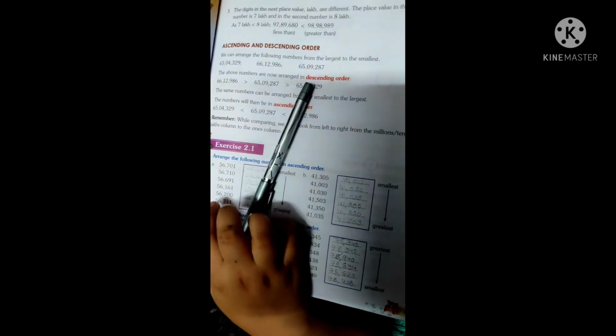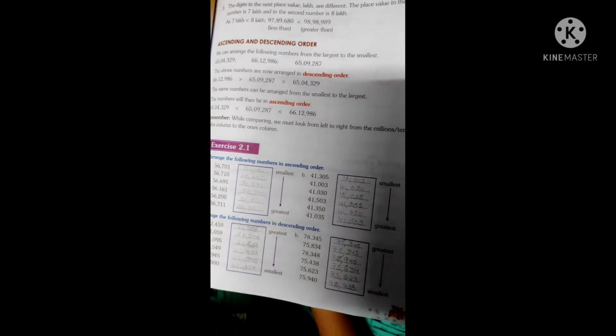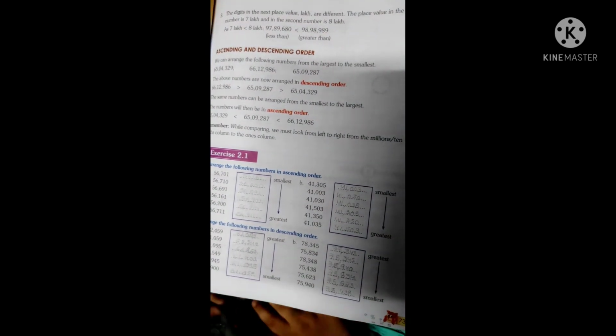And the next one was ascending and descending order. We can arrange the following numbers from the largest to the smallest, that means big to small. So let's arrange. The above numbers are now arranged in descending order. Let's read.